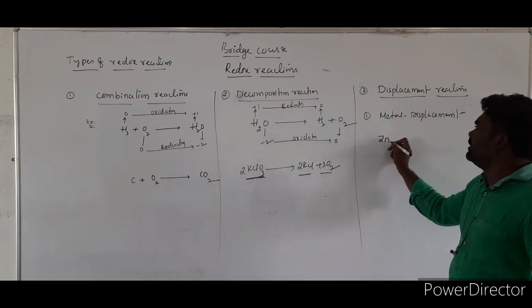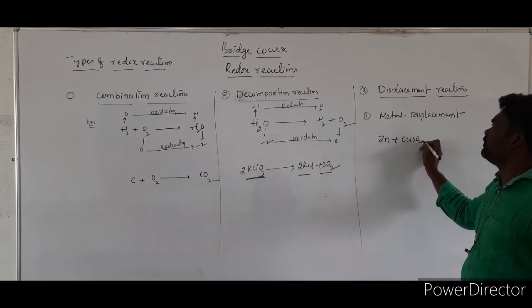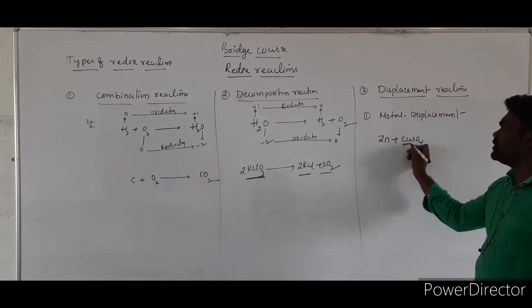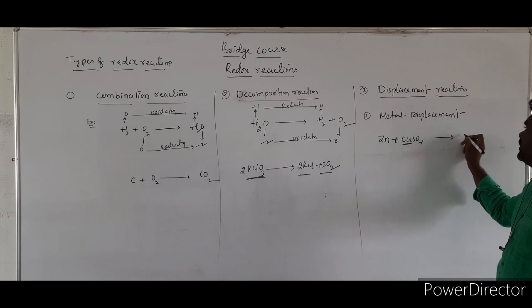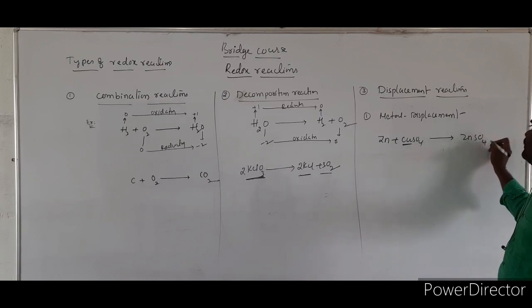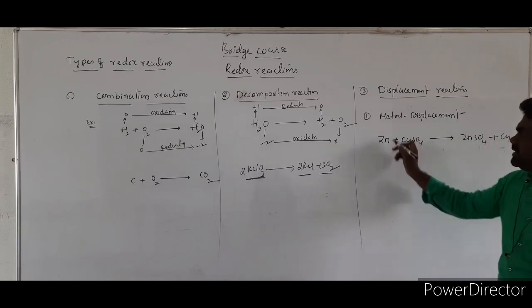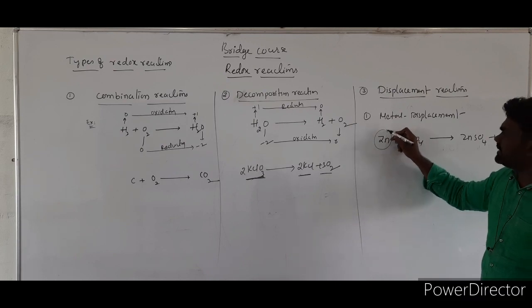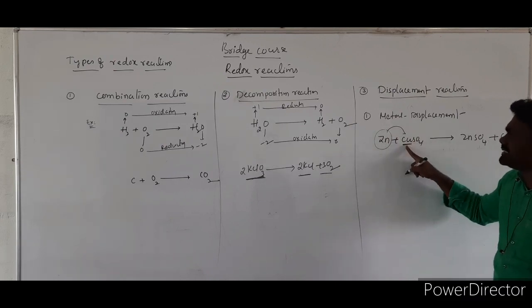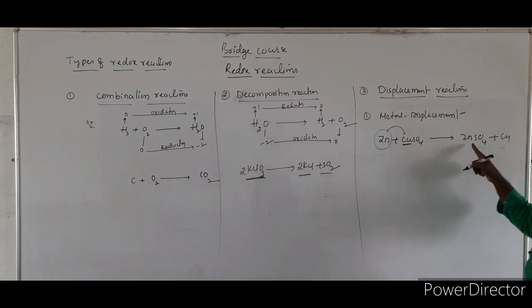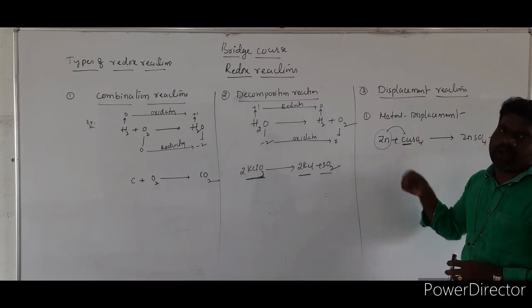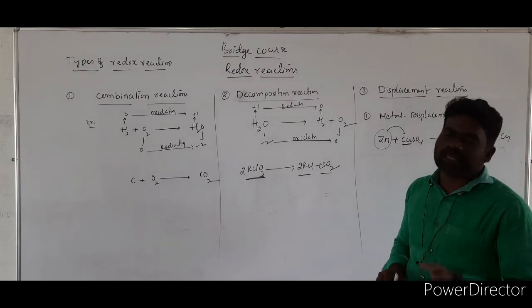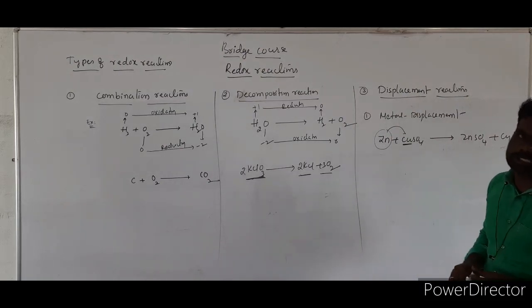So Zn plus CuSO4. Here is a copper attached to the SO4. Zinc is alone there. Then in the product, ZnSO4 plus Cu. Zinc replaces the copper. Copper is displaced by zinc, which occupies its place. The reactions in which one element displaces the other atom or ion in its compound and occupies its place, that type of reactions are called displacement reactions.